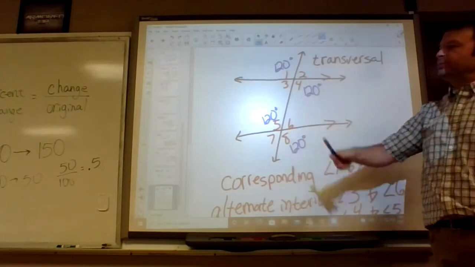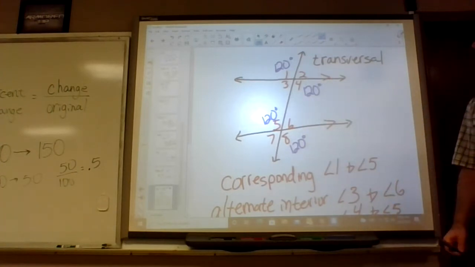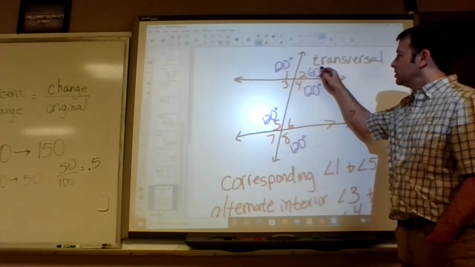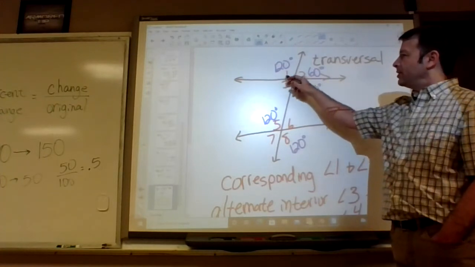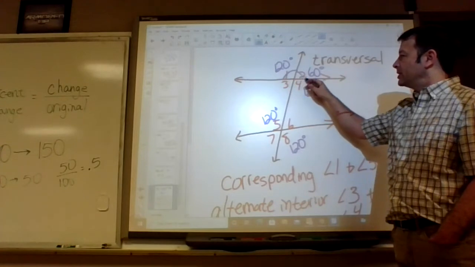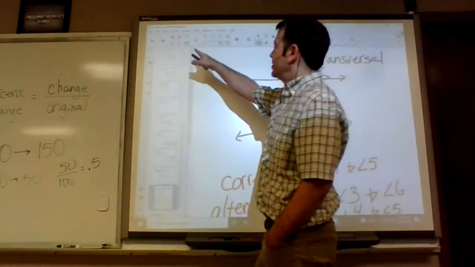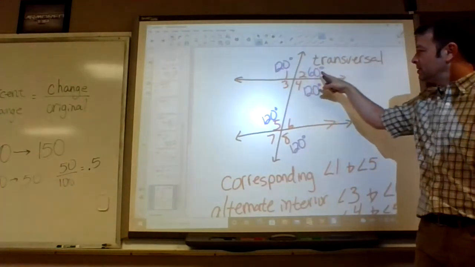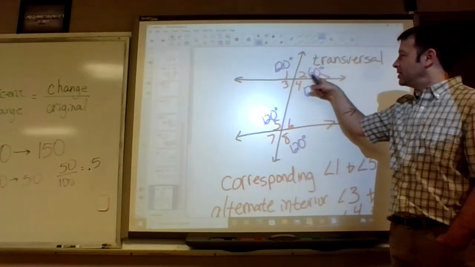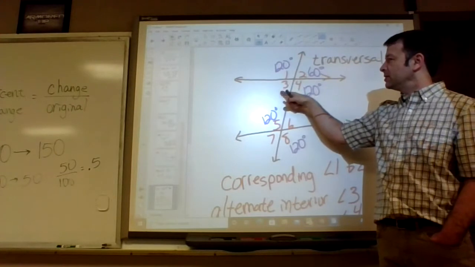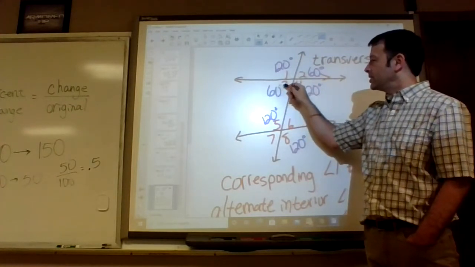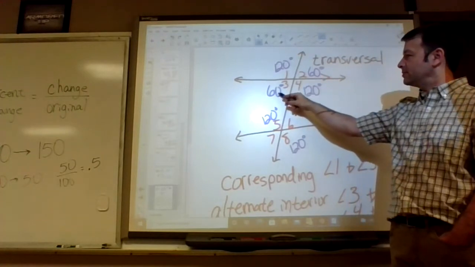What's angle 2 have to be? 60. How'd you know that? 1 and 2 are a linear pair. They make a line together. And what do we know about lines? They have to add up to 180. So 180 minus 120 is 60. If angle 2 is 60, then 3 is 60. 1 and 3 also are a linear pair, right? They have to add up to 180. Anyway, these two are 60 because they're vertical.